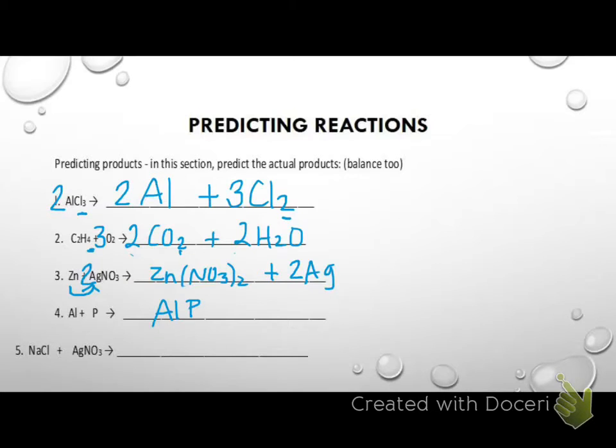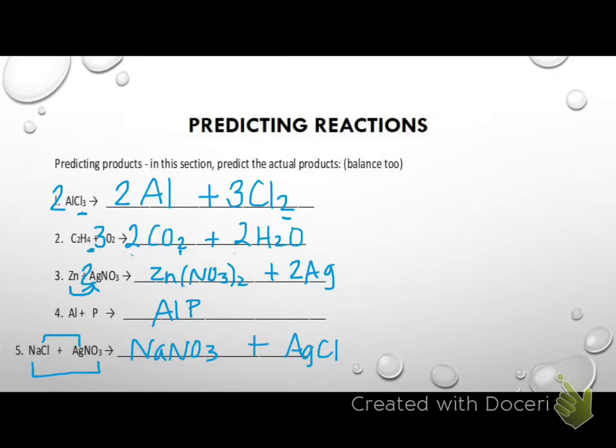And remember, double replacements, we do outside, inside things together. It does not matter which one you write first. You can write the outside things first or the inside. It doesn't matter. I just typically tend to do the outside first, but that's okay. So we do sodium nitrate, and then we do silver chloride together.